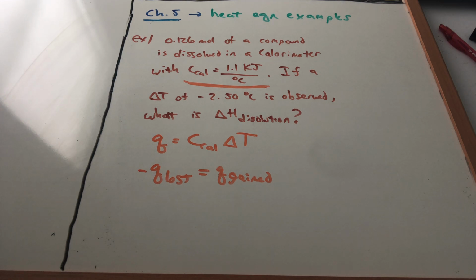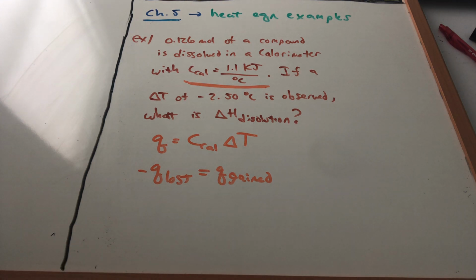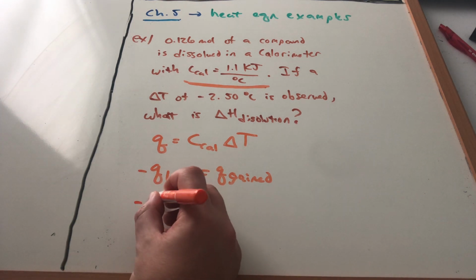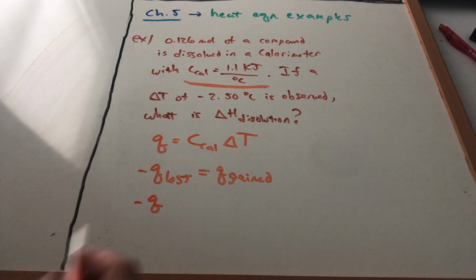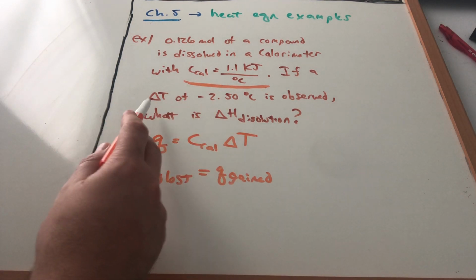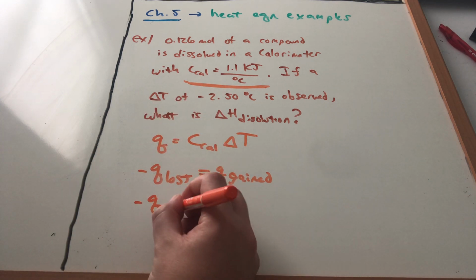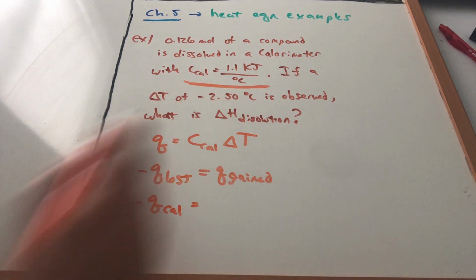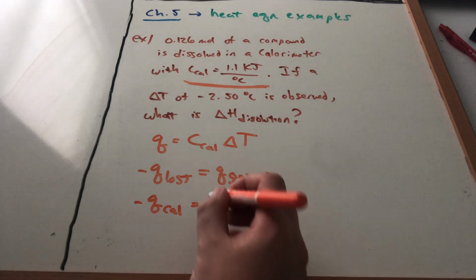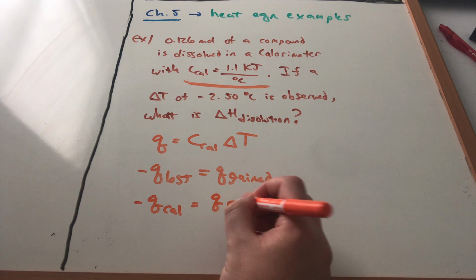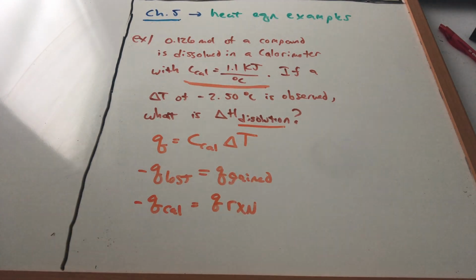Now what I like to do is I like to take the extra step and think about what's losing heat and what's gaining heat. So minus Q, it doesn't really matter as long as the negative sign is on one side. But essentially if I look at this, the calorimeter is losing heat because the temperature is going down. What's gaining that heat? The reaction that we're running. We're running a dissolution reaction.